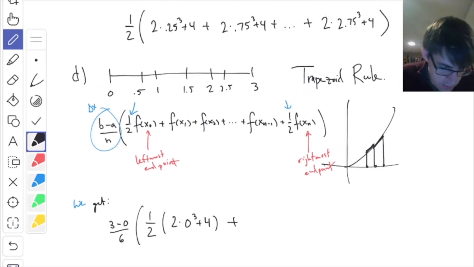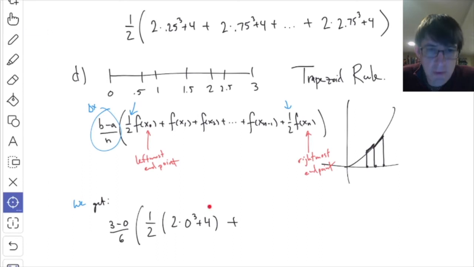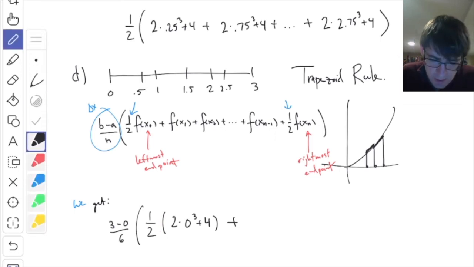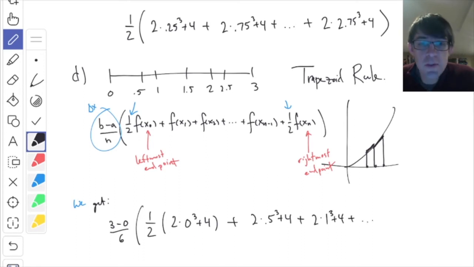Here, for all the haters out there, I am putting these parentheses here. These parentheses are important because you're trying to multiply it all by 1/2, and that matters. The other ones, the parentheses will not matter because they don't have coefficients in front of them. Next, I see f of x1. That would be 2 times 0.5 cubed plus 4. Next, 2 times 1 cubed plus 4, etc. Those ones do not get halves on them.